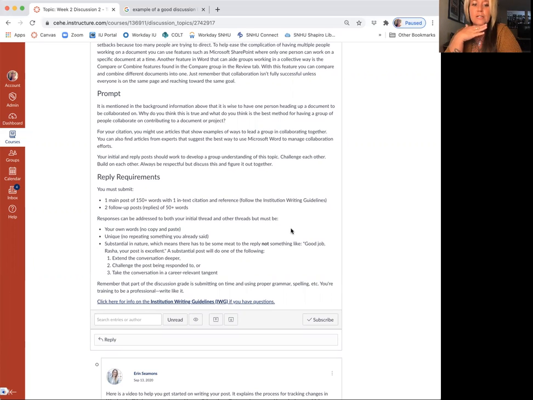But in regards to collaborating using Word, think about what the benefits would be if one person was holding that document and taking care of it all themselves, versus having that document available for anybody to access and change and revise and edit. So think about those things. And like I said, if you're having any issues finding sources or writing out your actual post, visit the Writing Center. They have great resources in there.